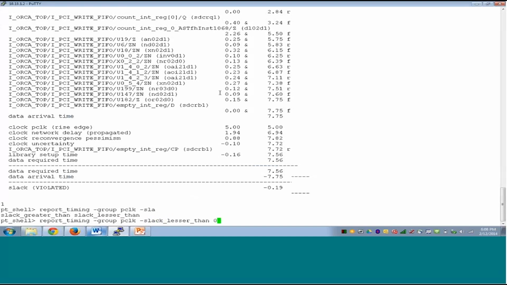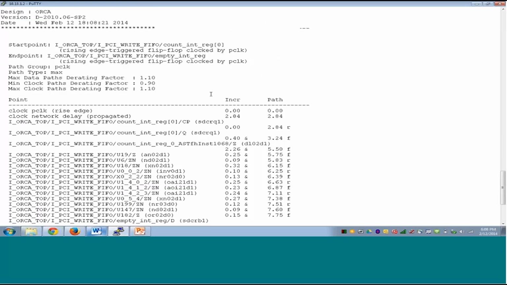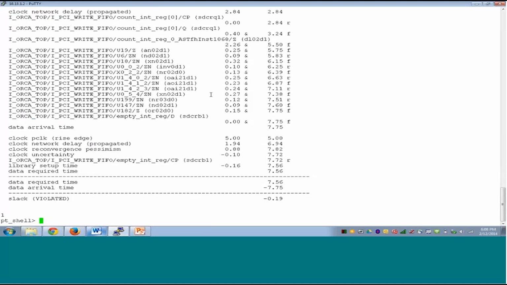Let's say for any clock, even if you have more than one. This is the generic approach which I'm talking about. So report timing -group a particular clock, slack lesser than 0, will give me the violating paths, and I increase the number of paths to, let's say, 5. Now in this case there is only one path, but again this approach is generic. For such a case where you selected a few paths with slacks lesser than 0, now you can give PBA mode.